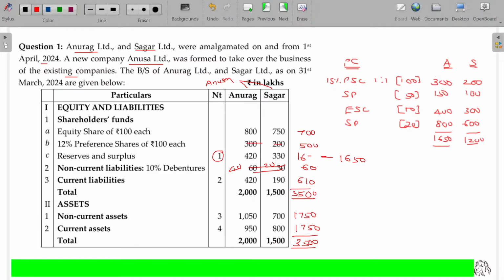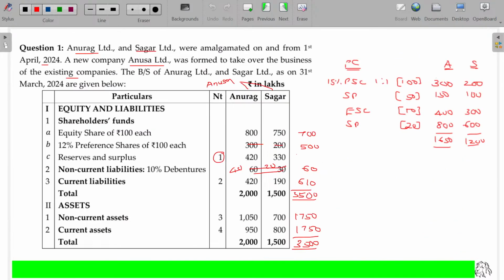Am I right? Sir, liability doesn't include it. Yeah, tell me. You missed adding this, right? This is 1650. Then what about the total of the liability side? 3,520. 3,520. A 20 rupees shortage could be there. How can I calculate this, sir? How can I calculate this?